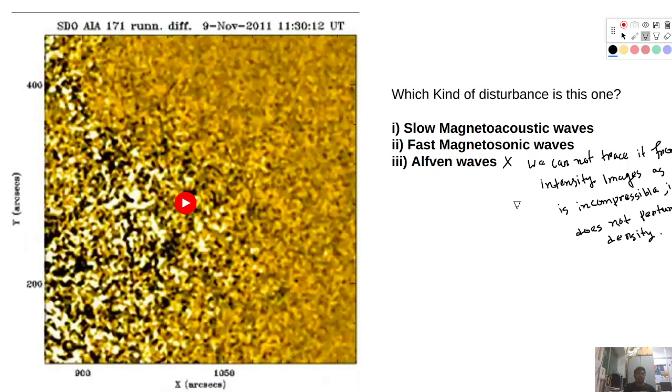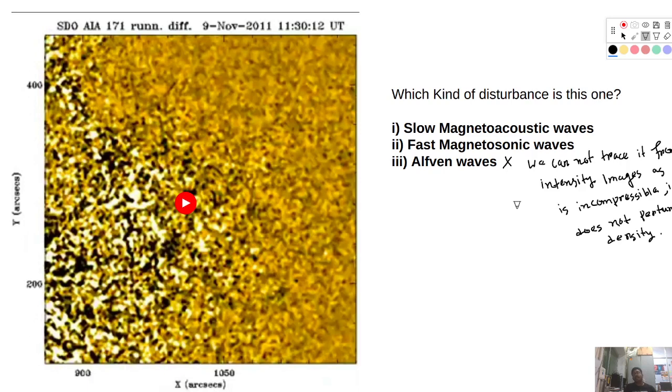In both these cases, you can have compressibility there. That means you can trace them in intensity images, both slow and fast. Now the question is, how can we differentiate between these two waves? For slow waves you will find the propagation direction along some magnetic fields, and it can have some anisotropy associated with it because it has a certain directionality in which it is moving.